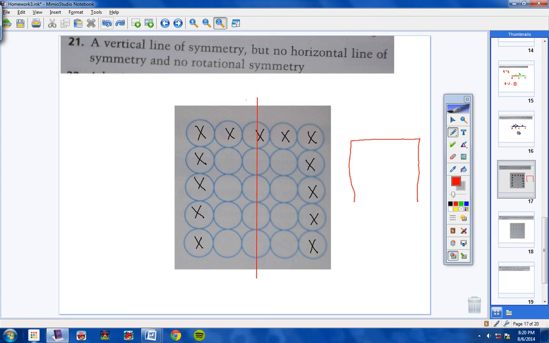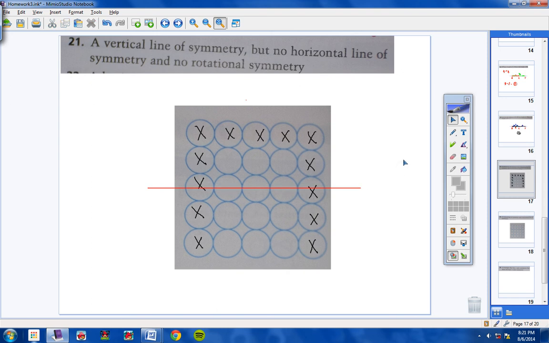Now, if I were to fold this piece of paper in half right on top of this red line, all of these X's right here would fall right on top of these X's over here. So we definitely have vertical line symmetry, but we're supposed to have no horizontal line symmetry. Well, let's see. Let's draw a horizontal line. Here's a horizontal line. Hey, we're good. We do not have horizontal line symmetry. You say we don't? No, not at all.